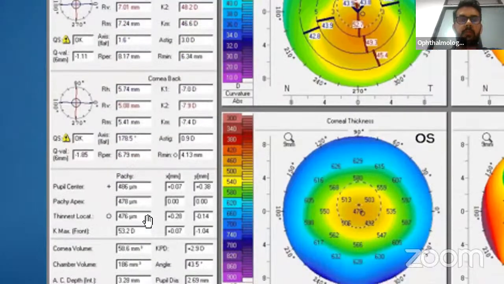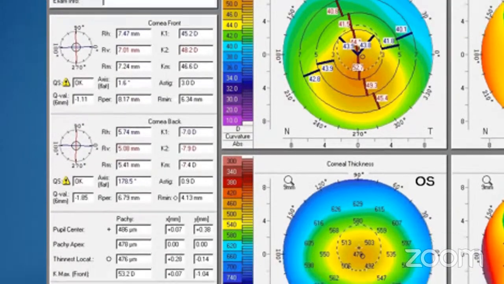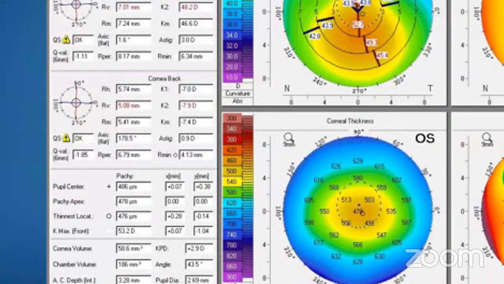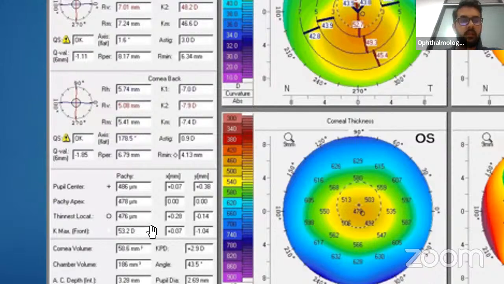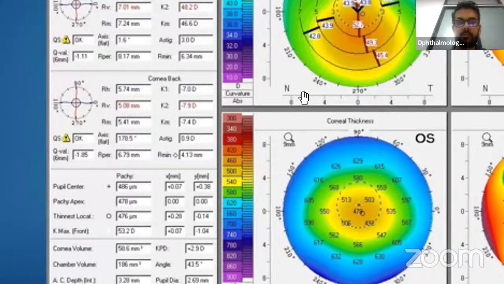So K1 being 45.2 and K2 48.2. So 48.2 is again a bit outside the normal limit. Exactly. K max being 53.2. Thinnest local is 476.